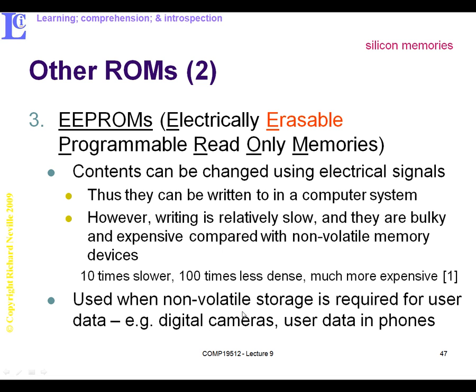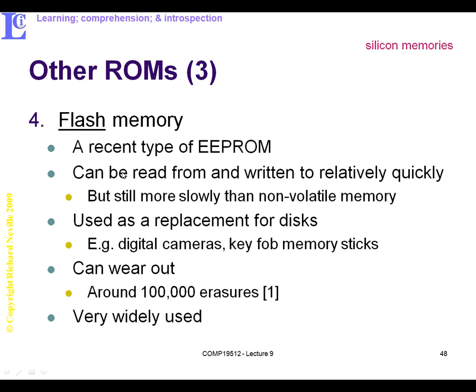These are used a lot in systems that you've probably got, your phone and your camera. You've probably used them without even thinking about them. So another type of memory that you've probably heard of is a flash, and this is a recent type of EEPROM. So a flash memory is an electrically erasable memory, and these are built into a number of locations.